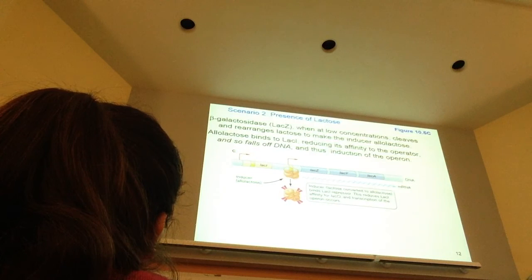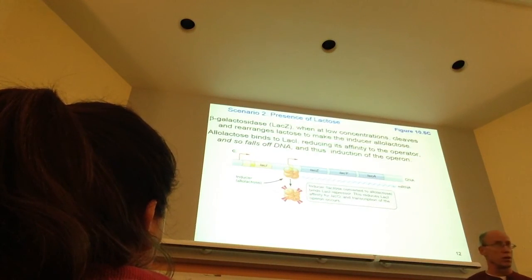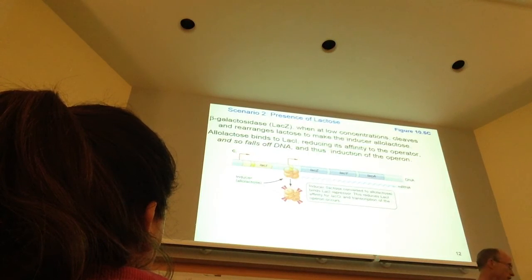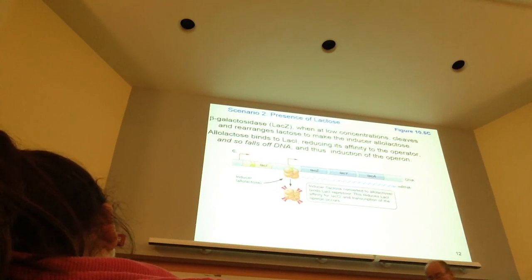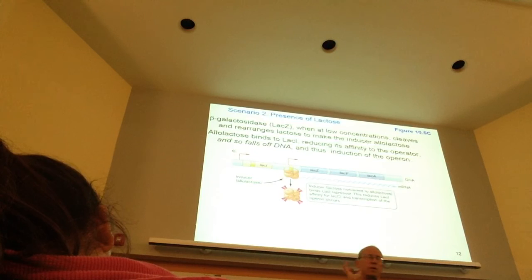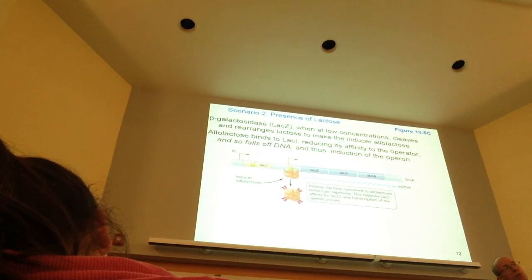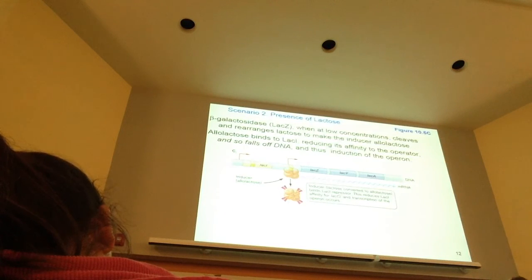Okay, so if the repressor is repressing, it's bound to that DNA, it falls off, it's no longer repressing. It no longer has that kink in the DNA, and now RNA polymerase is able to bind to the promoter and then synthesize those genes. So remember that allolactose represents the presence of lactose. That is the inducer that binds to the repressor protein, causing it to fall off the DNA, allowing transcription.